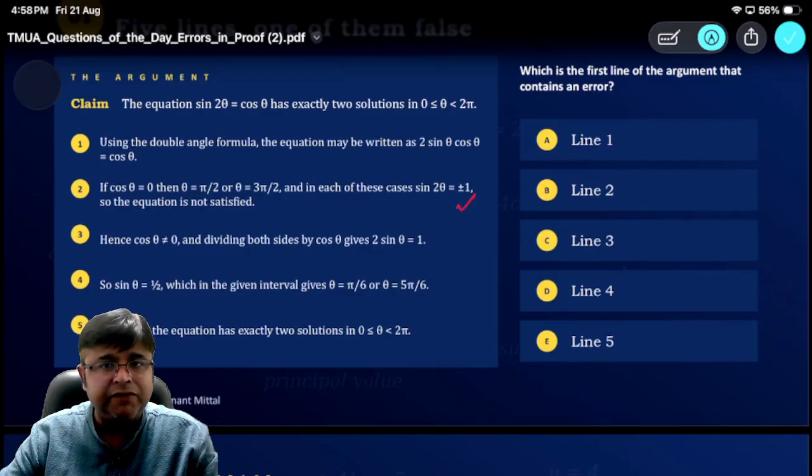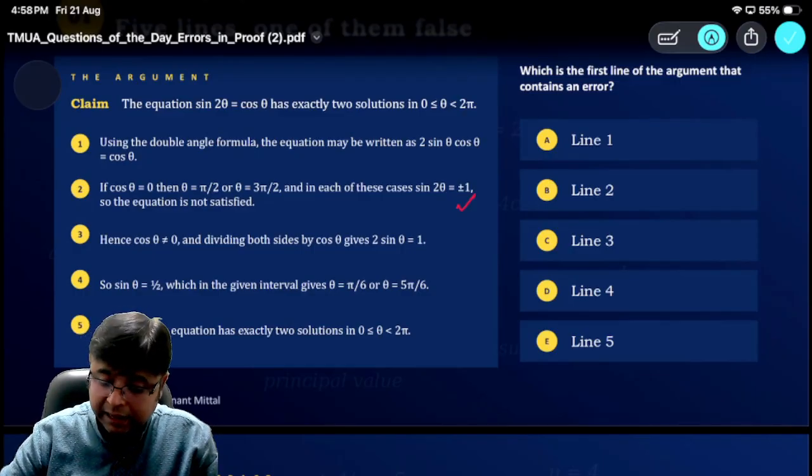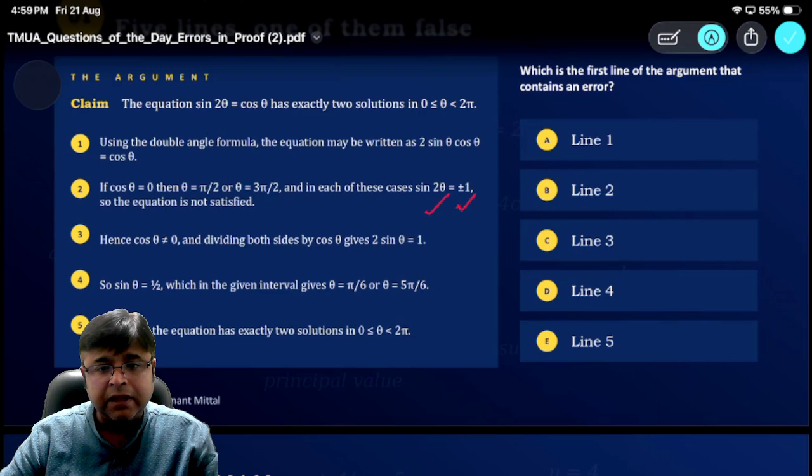If we continue, hence cos theta is not 0, and dividing both sides by 2 sine theta, so 2 sine theta is equal to 1, sine theta is half. Therefore, exactly two solutions. No, this is not correct because the error lies in the second line itself. Cos theta equal to 0 implies theta is pi by 2 and 3 pi by 2, which is absolutely correct, but that does not imply sine 2 theta is plus minus 1.